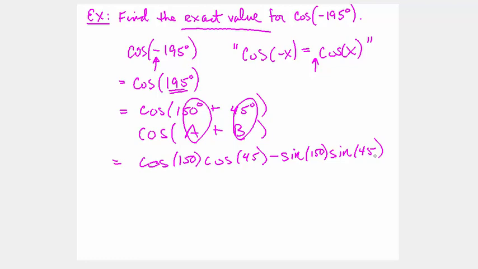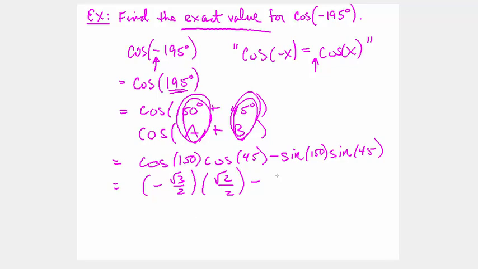Alright, so that's just a direct replacement using the cosine identity for sum of angles, A plus B, and replacing A with 150 and B with 45. Now we can evaluate these using our unit circle values. The cosine of 150 is negative root 3 over 2. The cosine of 45 is root 2 over 2. So I'm just substituting those exact values in for the special arc, in this case degree measure unit circle values.